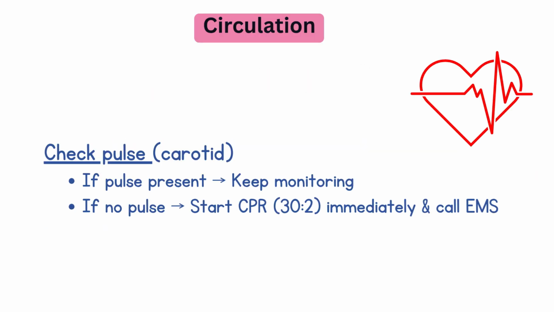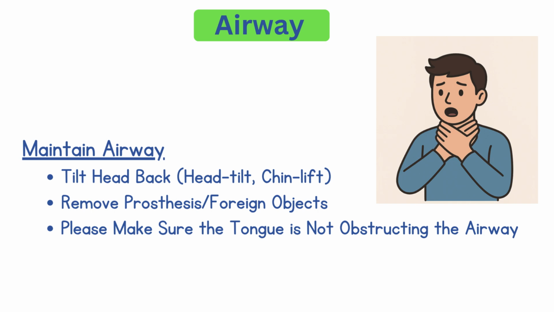The third step is to check the patient's pulse. Generally, pulse is present in cases of syncope, but it's essential to be prepared for any changes. Next, focus on airway management. Ensure the airway is clear by tilting the head back slightly and lifting the chin. This helps to prevent the tongue from blocking airflow.